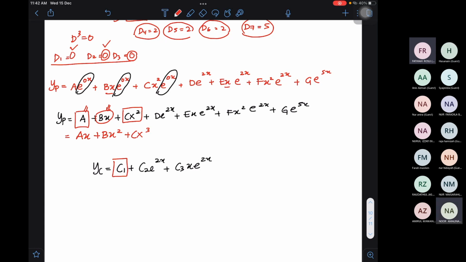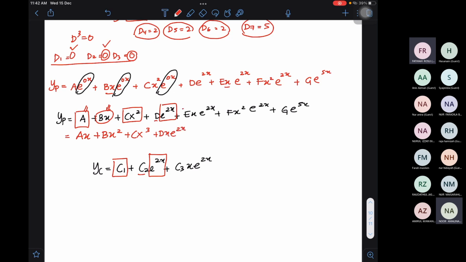Boleh, kita buat modification. Okay, selesai part tu. Tengok yang ini pula. Yang ini dia punya function eksponen 2x. Sama pula dengan ni, yang ini pun eksponen 2x. So ini constant, yang ini constant tak boleh. Kita kena jadikan dia dx eksponen 2x.